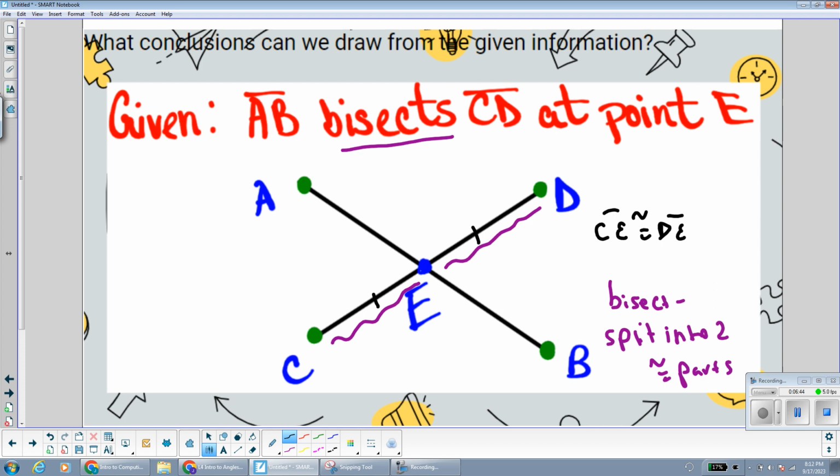We can also say that E is the midpoint of CD. A midpoint is the halfway point of the line segment. It's the point where it splits into those two congruent parts. So E is the midpoint of CD because it's the point that's splitting it equally on both sides.